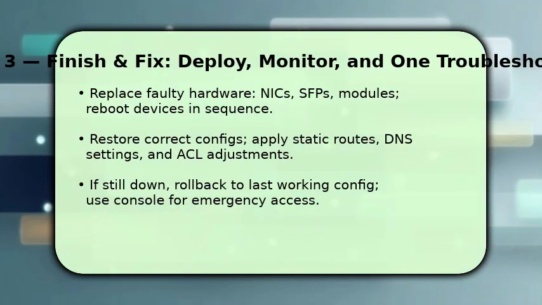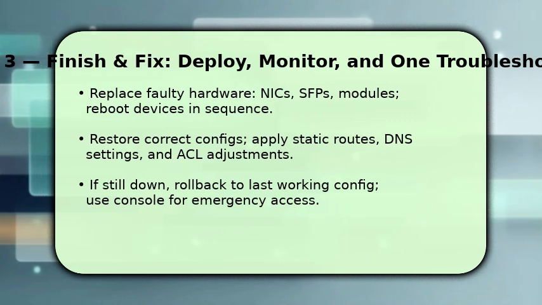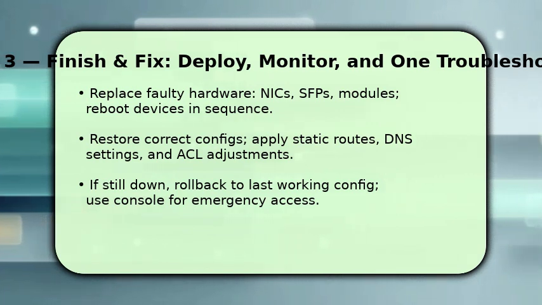You finish by repairing and confirming connectivity. Replace any failing NICs, SFPs, or modules, then reboot devices in an orderly sequence. Core first, then aggregation, then access to avoid flapping. Reapply correct configs, static routes, DNS, and access lists. Make sure MTU and duplex match.